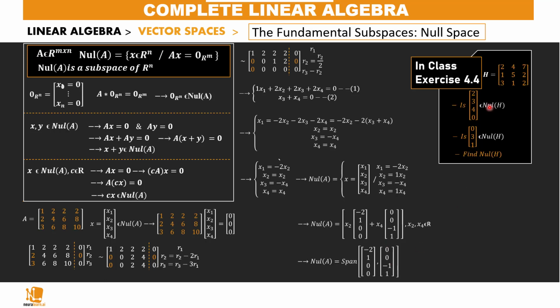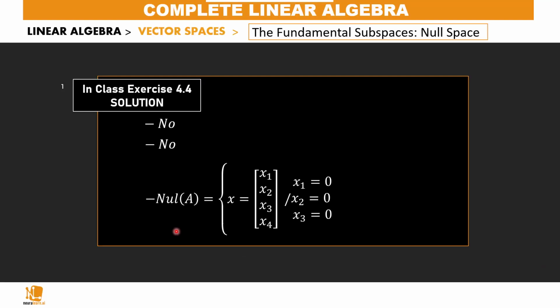Let's take an exercise. Suppose the matrix H. Is this vector an element of the null space of H? Is this other vector an element of the null space of H? Then find the null space of H. To check if a vector is an element of the null space of a matrix, all you need to do is multiply the matrix by the vector. And if you have the 0 vector of Rm, then that vector is part of the null space of the matrix.